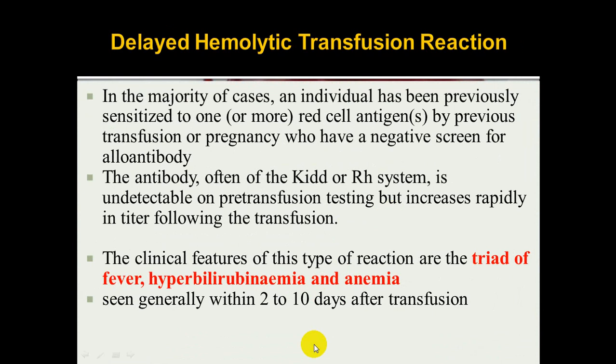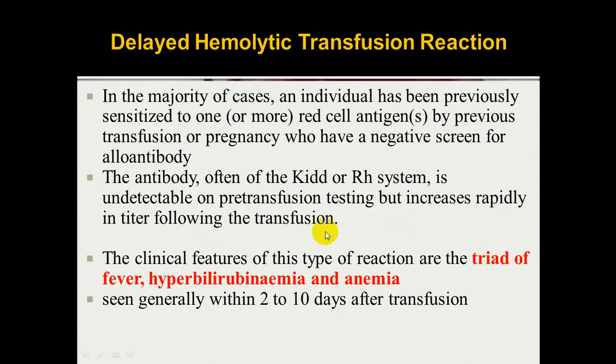In the majority of cases, an individual has been previously sensitized to one or more RBC antigens by previous transfusion. The antibody is often Kidd or Rh system, undetectable in pre-transfusion tests, but increases rapidly in titer following the transfusion. So delayed hemolytic transfusion reaction is related to the antigen on the RBC surface.